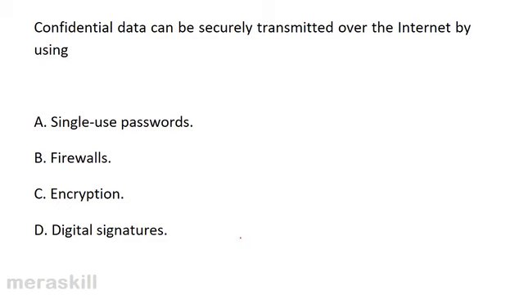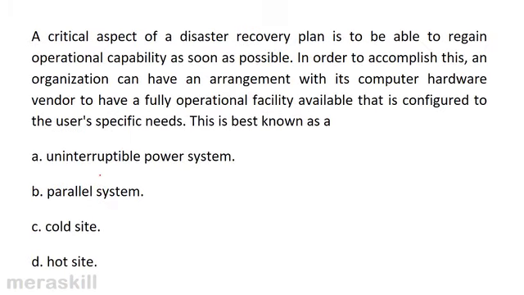Confidential data can be securely transmitted over the internet by using: single user passwords, firewall, encryption, or digital signatures. Transmission, encryption. That's right. A critical aspect of a disaster recovery plan is to be able to regain operational capability as soon as possible. In order to accomplish this, an organization can have an arrangement with its computer hardware vendor to have a fully operational facility available that is configured to the user's specific needs. This is best known as an uninterrupted power system, UPS, a parallel system, a cold site, or a hot site.